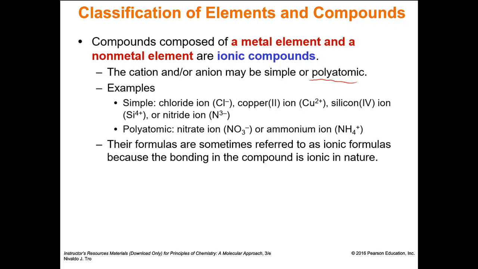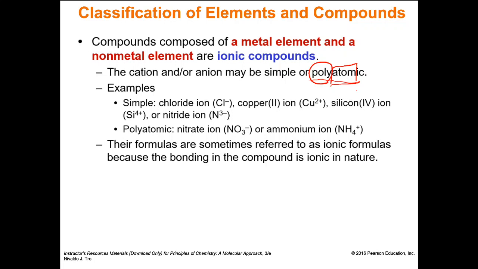Okay, so some examples could be chloride ion, copper 2 ion, silicon 4, Si4 plus, nitride N3 minus, or they could be polyatomic. Polyatomic, so poly, meaning many, and then we have atom. So it literally just means many atoms. An ion can be formed by several atoms rather than just by one or two.